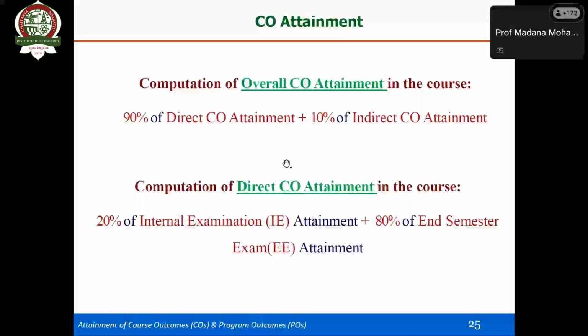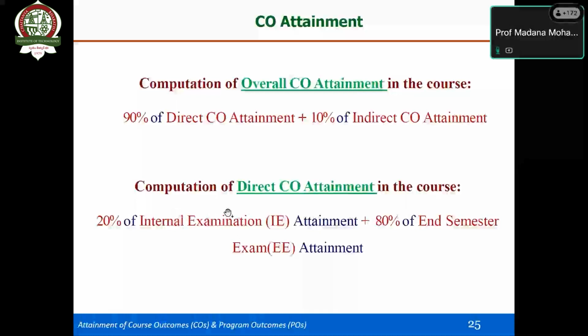Okay, similarly, direct attainment we have to compute separately, and indirect attainment we have to compute separately. Now let us come to computation of direct CO attainment of that particular course. Here we have already seen that direct attainment has internal and external. Internal has less weightage, external has more weightage. For example, I have taken this based on the university pattern: internal 20, external 80. Maybe in some other regulations 25-75, 30-70, 40-60. Based on that internal-external distribution, you can take the weightages.